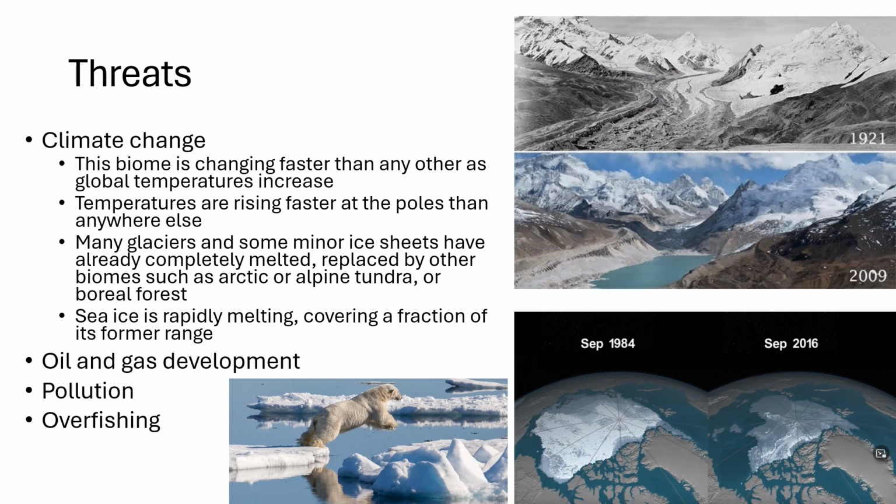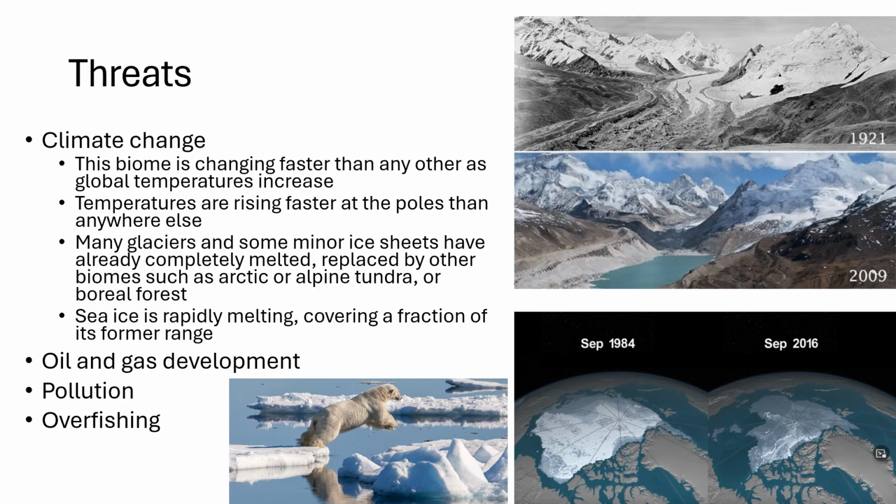The big threat is climate change. This biome is changing faster than any other biome because the ice is melting. You can see that with the glaciers on the top right corner, a little bit less than 100 years worth of glacier loss, and then just a few decades worth of sea ice loss in the Arctic Circle from these computer images generated by NASA. Temperatures are rising faster at the poles than anywhere else, about 3 times faster than the rest of the planet, and many glaciers have already completely melted.